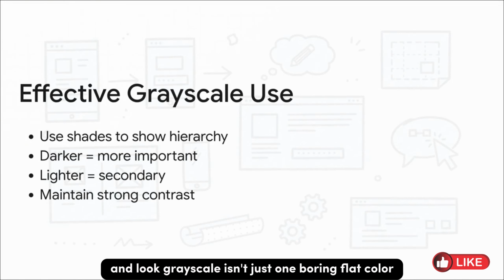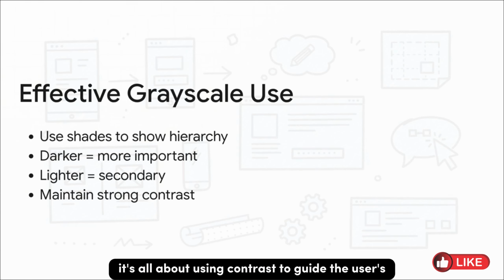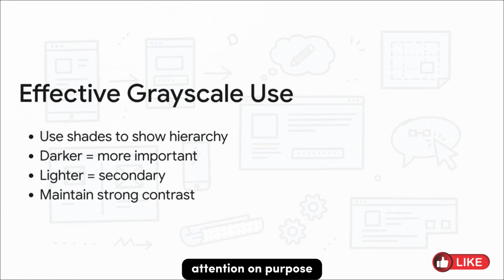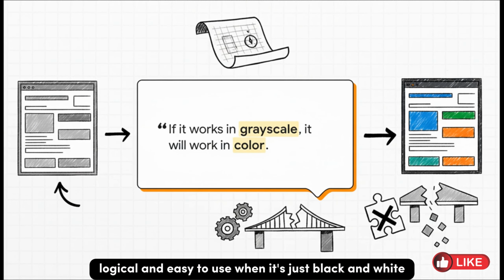And look, grayscale isn't just one boring, flat color. You use different shades strategically to communicate what's important. Darker elements, they grab the eye. Those are your main buttons and actions. Lighter elements are secondary. It's all about using contrast to guide the user's attention on purpose. And this all boils down to a really powerful design principle. If your design is clear, logical, and easy to use when it's just black and white, then adding color later is only going to make it better. But color can never, ever fix a broken structure.